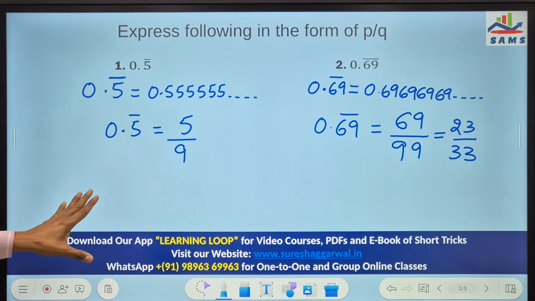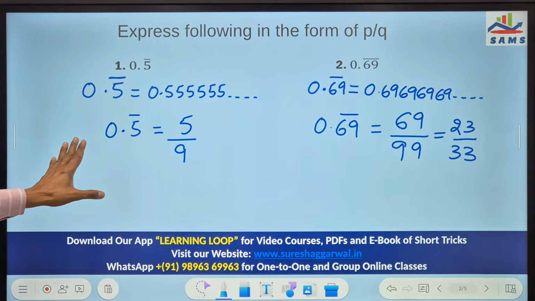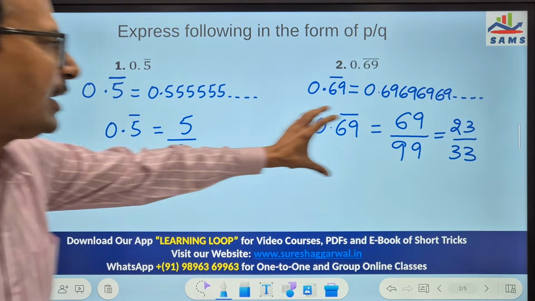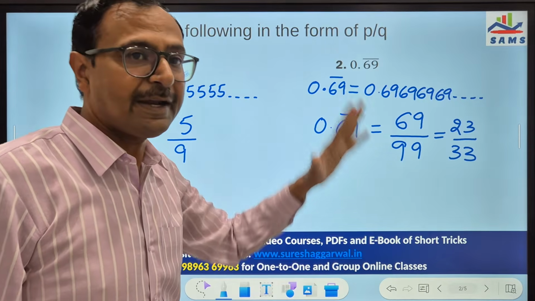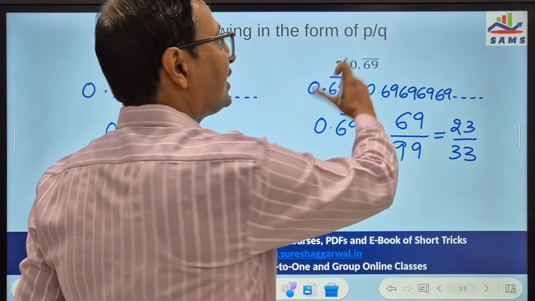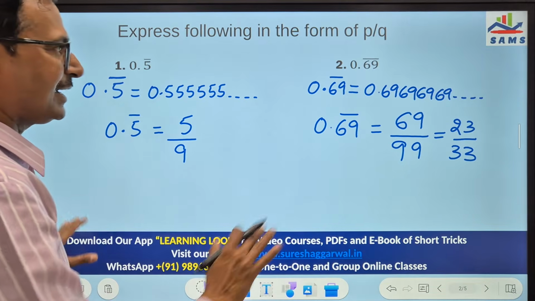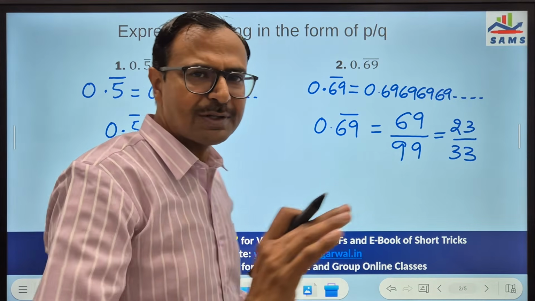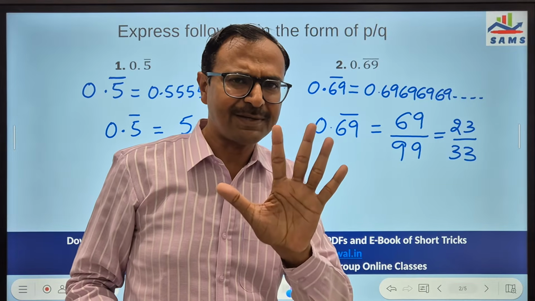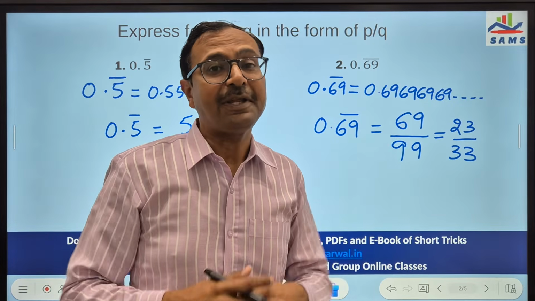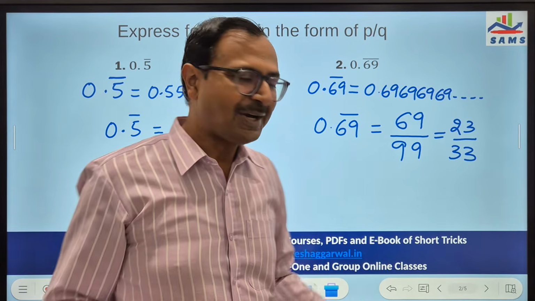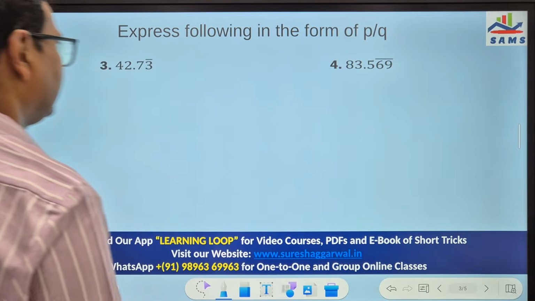And this is the first short method of finding the rational number equivalent of non-terminating recurring decimals where after decimal everything is repeating. Now this is the first thing. So how much time you are going to take to solve this? 3 seconds? 5 seconds? Even 10 seconds? That will be an amazing speed. Let's see this one.